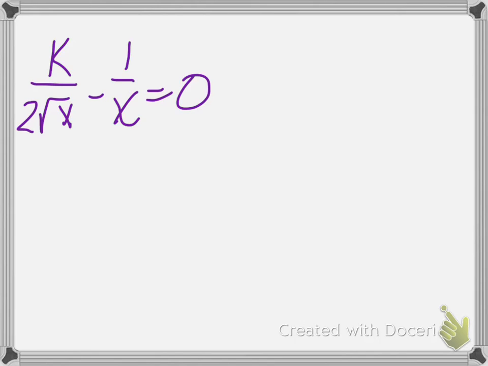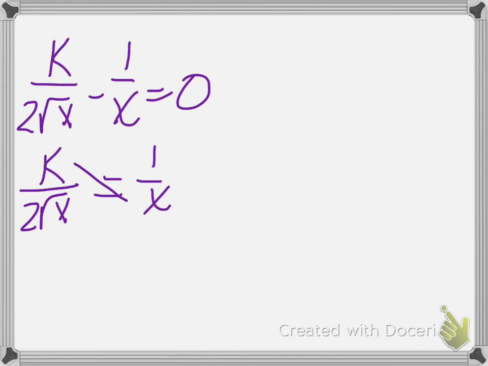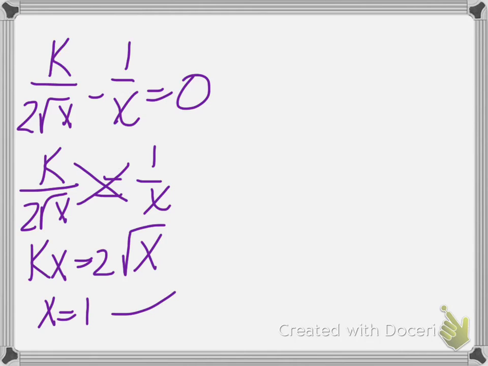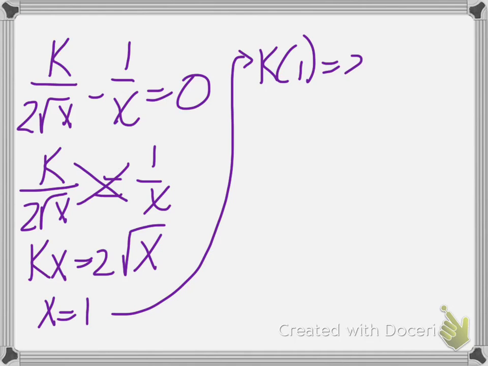That's how we find a critical point, by setting the derivative equal to 0. Okay, so what we're going to do is take this negative 1 over x and bring it to the other side. So now everything becomes positive and it's nicer. Okay, now I'm going to cross multiply and get kx equals 2 radical x. Okay, but you were told that x equals 1. So now we're going to substitute 1. So we're going to have k times 1 equals 2 times radical 1.